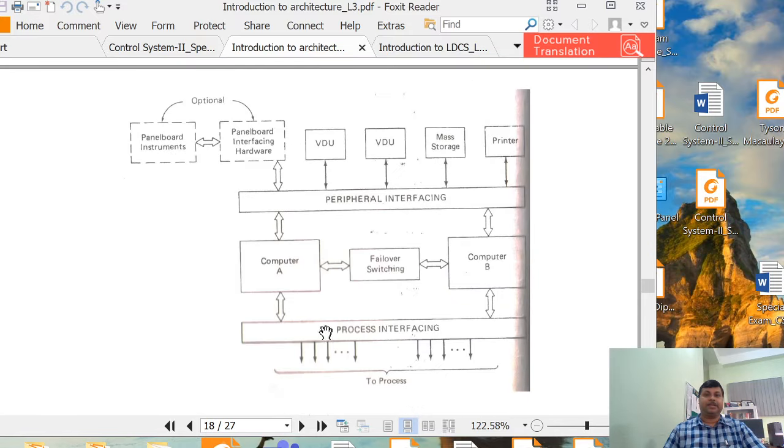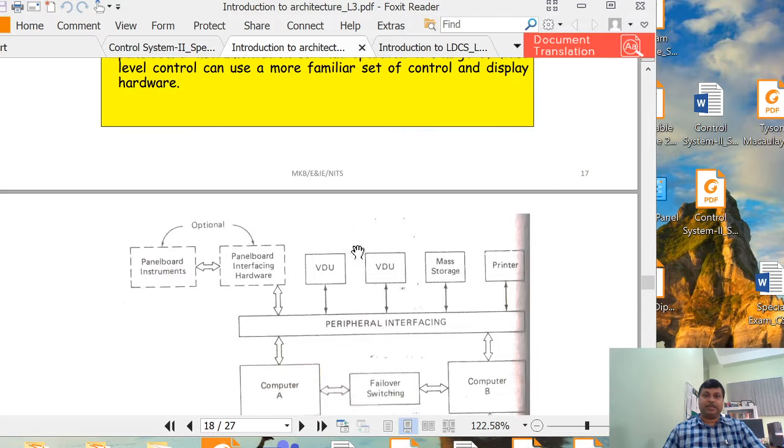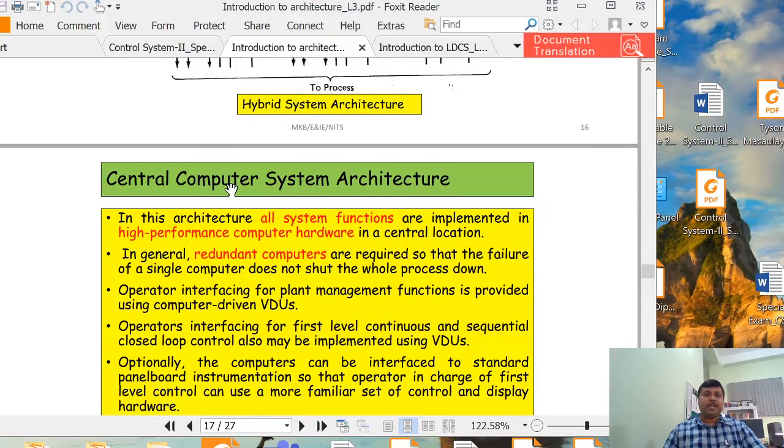So the architecture is like this. There will be a computer A and a computer B. All the data which is interfaced to the process comes through the process interface, because computers, as you may know, are digital in nature, so you require ADC and DAC converters. All the calculations are done by a central computer, so you require another computer which acts as a backup. Okay, now there are several VDUs, mass storage, printer, and also the panel board instrumentation or panel board hardware, which is interfaced through the peripheral interfacing. So this architecture is known as central computer architecture.